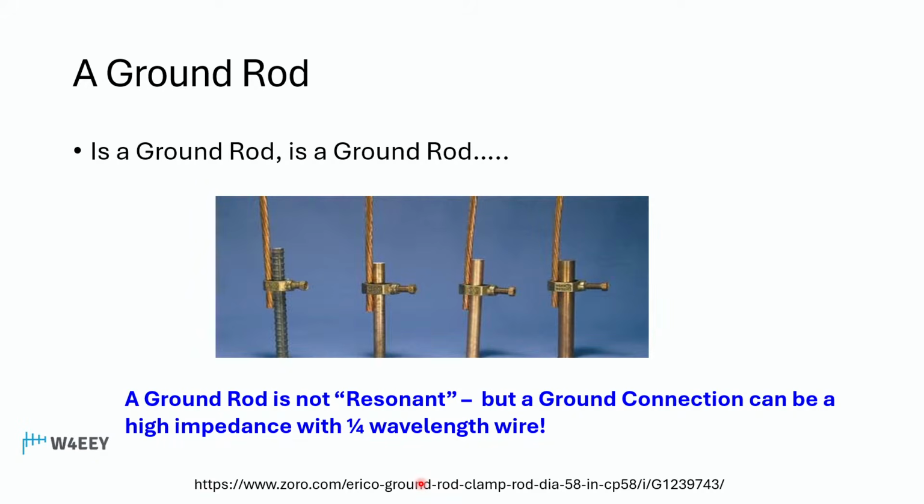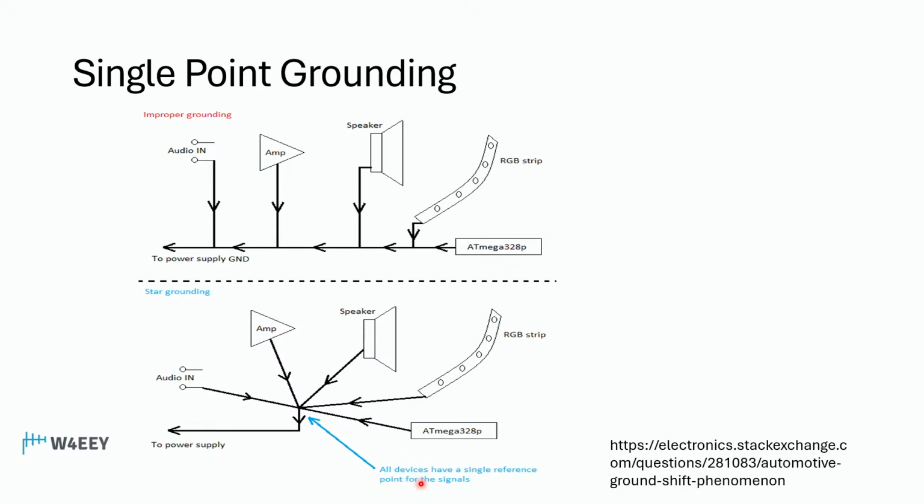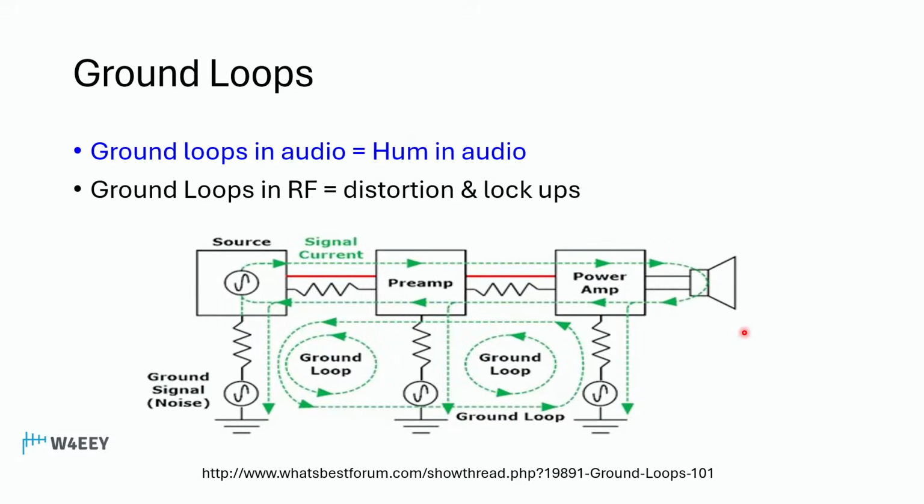It's not resonant on any frequency, but a ground wire can be a high impedance if it's a quarter of a wavelength long. Single point grounding is better than bus bar grounding. This is bus bar grounding up here. Single point is better. It reduces ground loops. And ground loops are a problem that can also cause problems in your audio. It can give you a hum in your audio. In RF, ground loops, you get distortion and lockups.